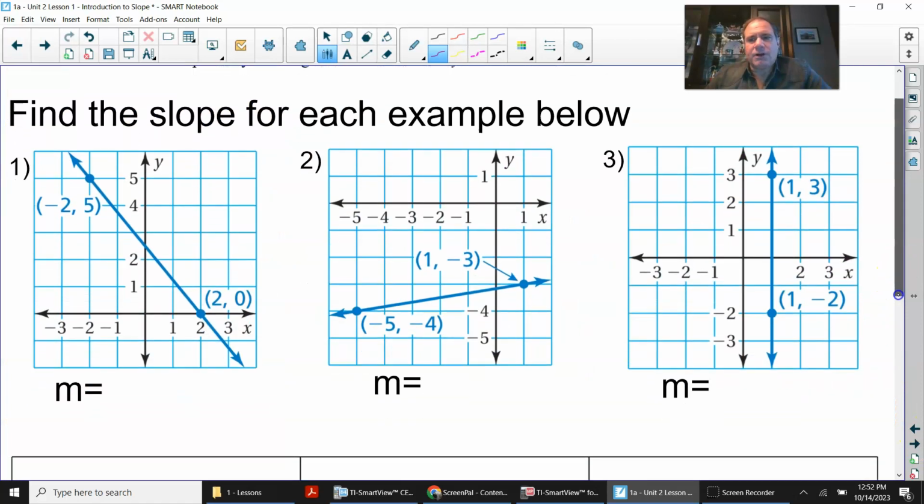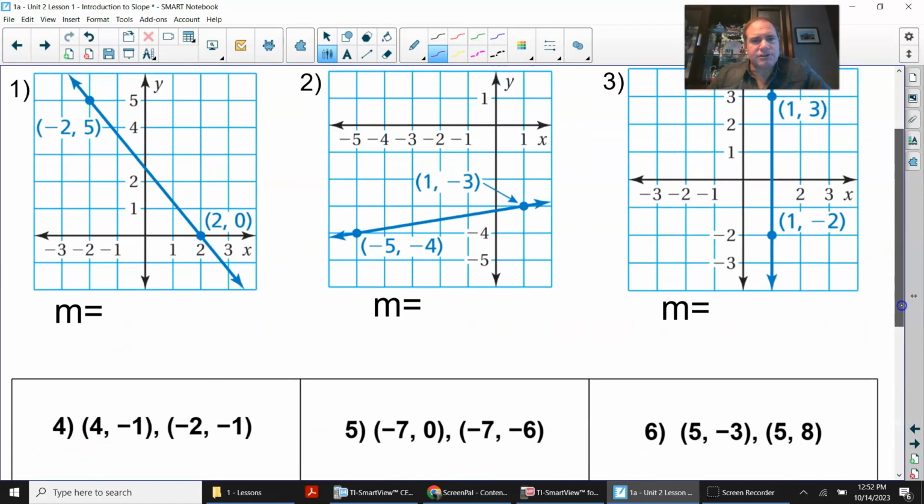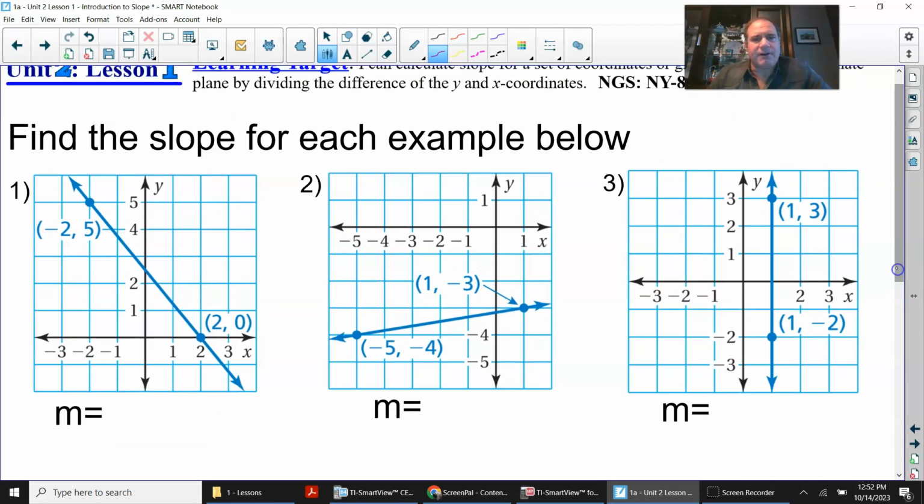All right, so we have a whole bunch of questions here. Go ahead, try to find the slope for each of these using rise over run for 1, 2, and 3. And then for 4, 5, and 6, go ahead and use the formula. We'll come back with the answers. Press pause now.